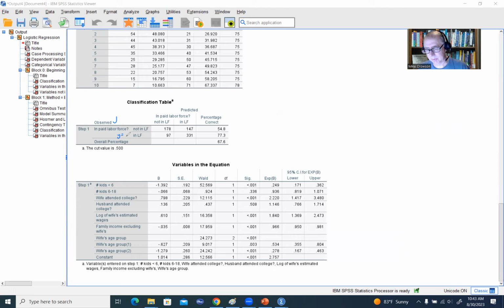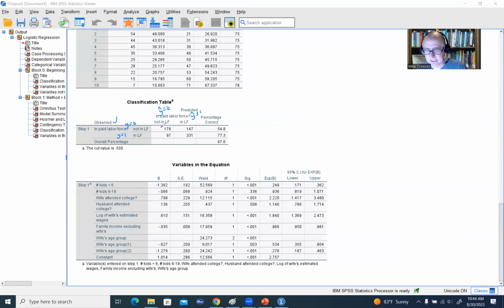I'll just call this y equals 1. And the non-event is y equals 0, which is a woman not being in the labor force. So the rows represent the observed frequencies for those two outcomes. The columns are predicted outcomes based on our model. So we have predicted outcome. I'll designate y hat equals 0 for the prediction that a woman is not in the labor force, and y hat equals 1 for the prediction that a woman is in the labor force.